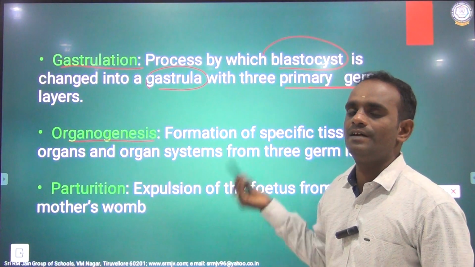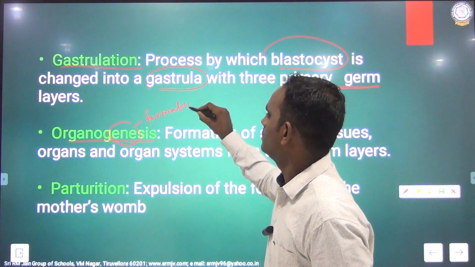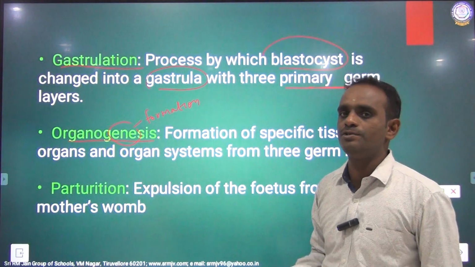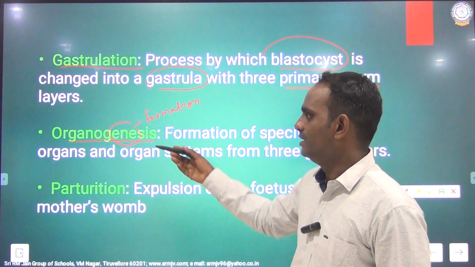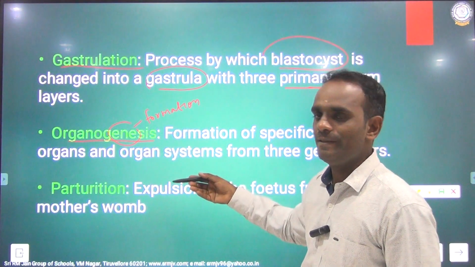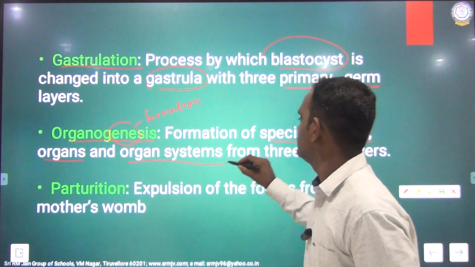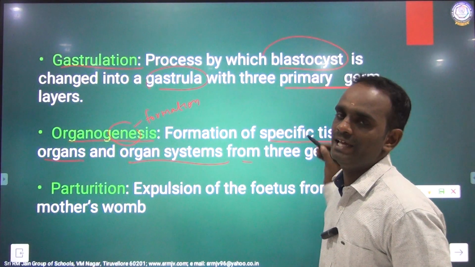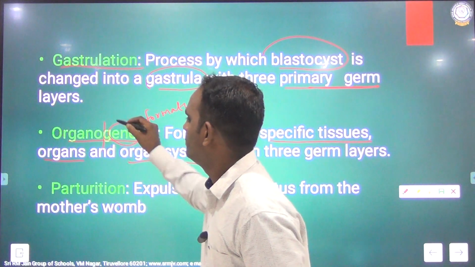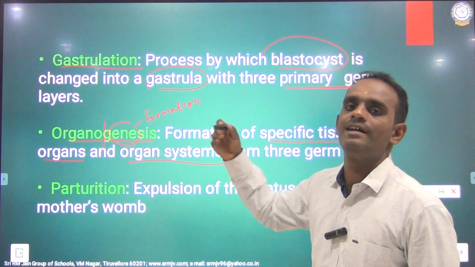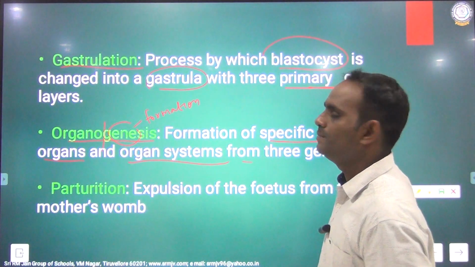The next one is organogenesis. Whenever you hear genesis, it means formation. Organogenesis means formation of tissues, formation of organs, formation of organ systems. Clear? So formation of specific tissues, organs and organ systems from the 3 germ layers is called organogenesis.